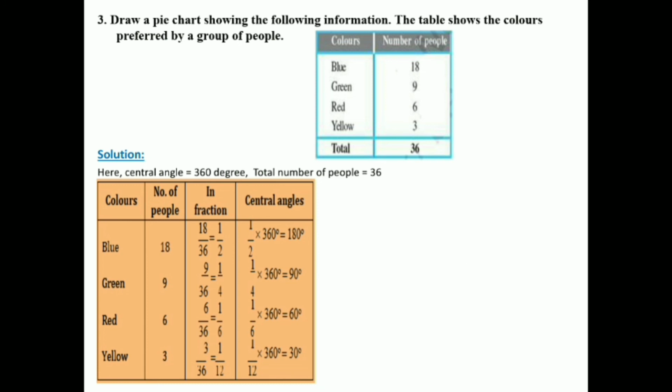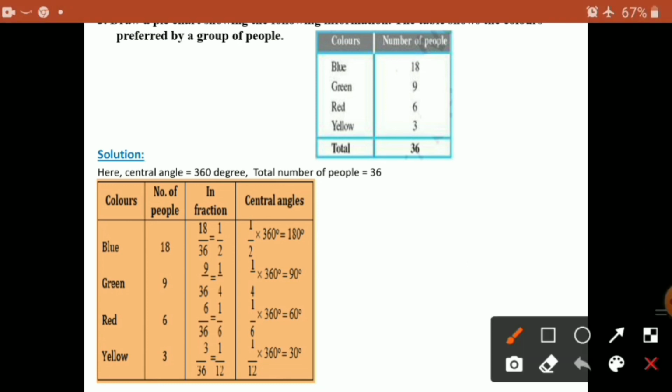Fraction: how can we calculate the fraction? For the blue color, the number of people is 18. So 18 divided by the total, 36, is 18 divided by 36, which is half. Now we have to find the central angle. How can we find it? Just multiply this fraction by 360 degrees. So we get the angle 180 degrees.